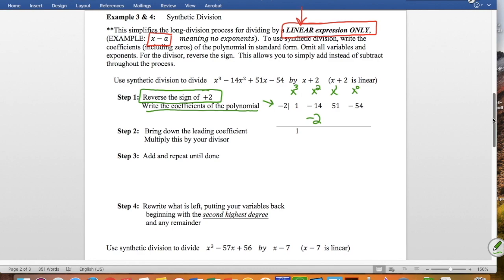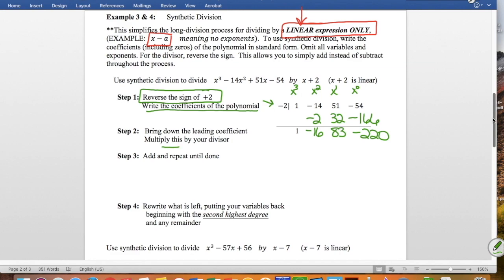Then I'm just simply going to add. Negative 14 and negative 2 is negative 16. Now I'm going to take that negative 16 and multiply it by negative 2. Negative 16 times negative 2 is positive 32. Okay? 51 plus 32 is 83. Okay? 83 times negative 2 is negative 166. I'm going to add those together. Negative 54 and negative 166 is going to be negative 220. Yes, negative 220.